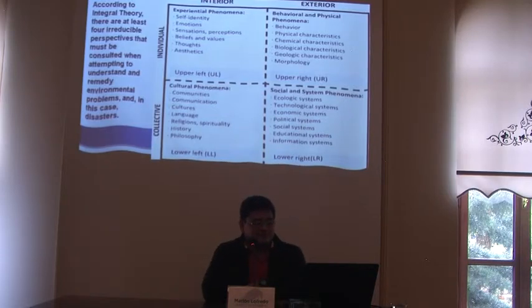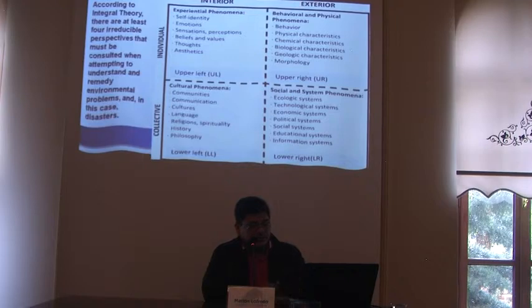So these are the 4. We have the experiential phenomena, which is kind of the internal experience of the victim, like questions on self-identity, emotions, sensations, perceptions, beliefs and values, thoughts, and even aesthetics. And then you have the exterior reality. These are behavioral and physical phenomena, like behavior, physical characteristics, chemical characteristics, in cases, for example, of chemical disaster, or contamination, or radiation, biological characteristics, geologic characteristics, and morphology.